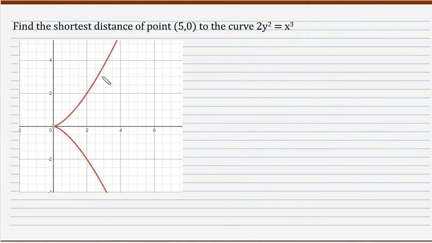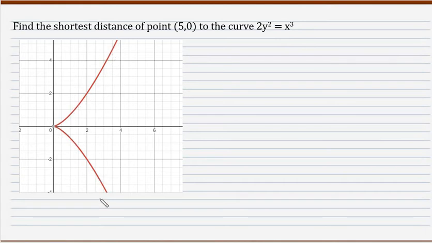So, last example for maxima and minima. Let's have some examples in analytic geometry, an application of maxima and minima in analytic geometry. We have: find the shortest distance of point (5, 0) to the curve 2y squared is equal to x cubed.